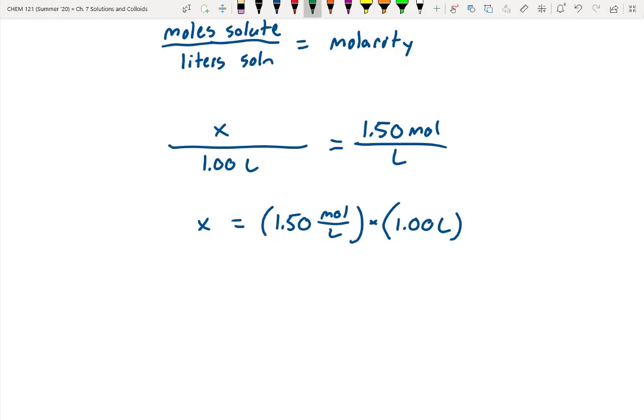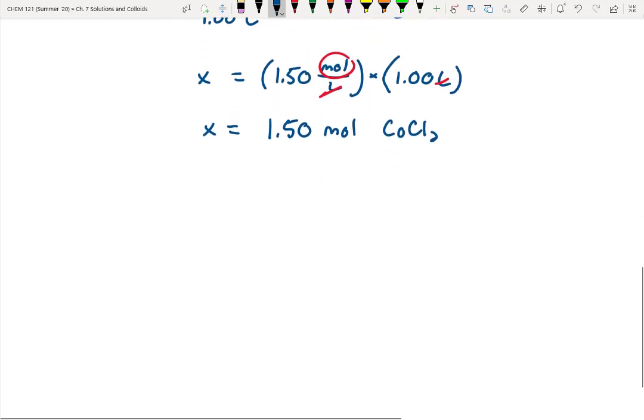Okay, and then by doing this, we could cancel out our liters unit and be left with our mole unit. And let's go ahead and figure out how many moles we need. And if we just do this quickly in our head, 1.50 times 1 is going to be 1.50 moles of COCl2.